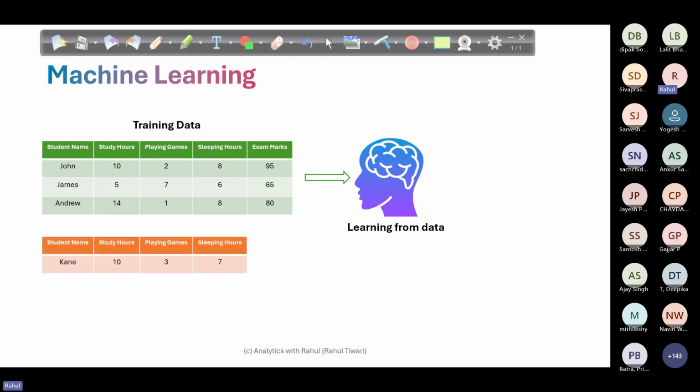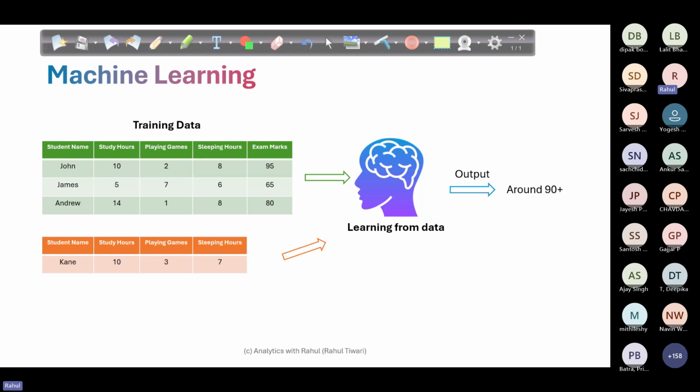And from that, this is the new data set which we are getting, and I want to predict what marks this particular student will get. You can see that study hours are decent, playing games is lesser, sleeping hours are also decent. So I'm expecting around 80 to 95, that is the range. The prediction is coming out to be around 90 plus marks which this particular student will get.